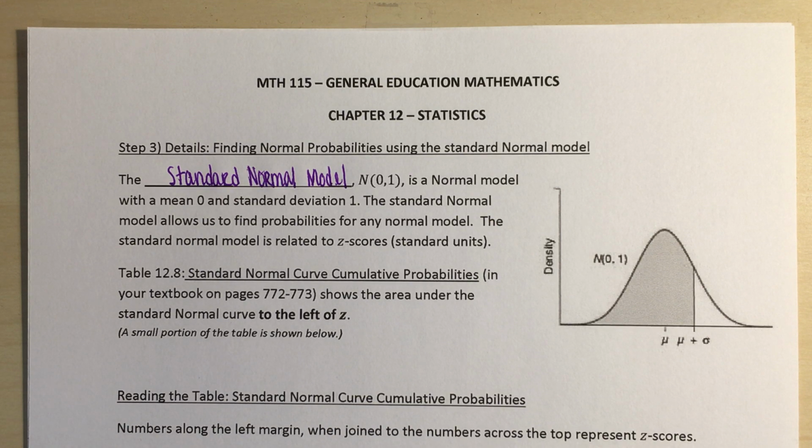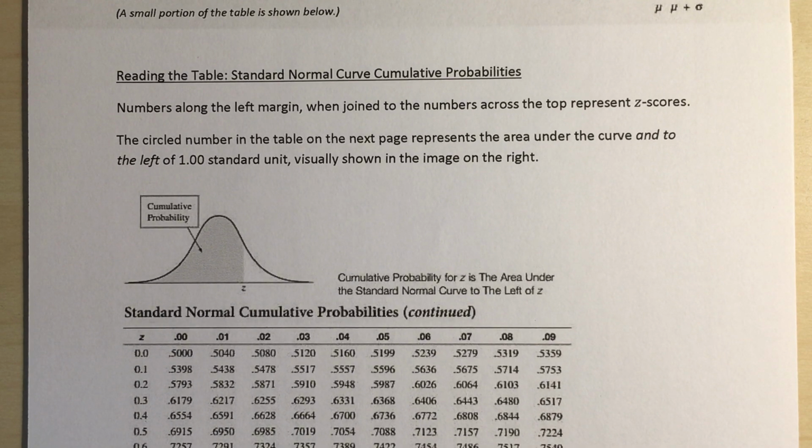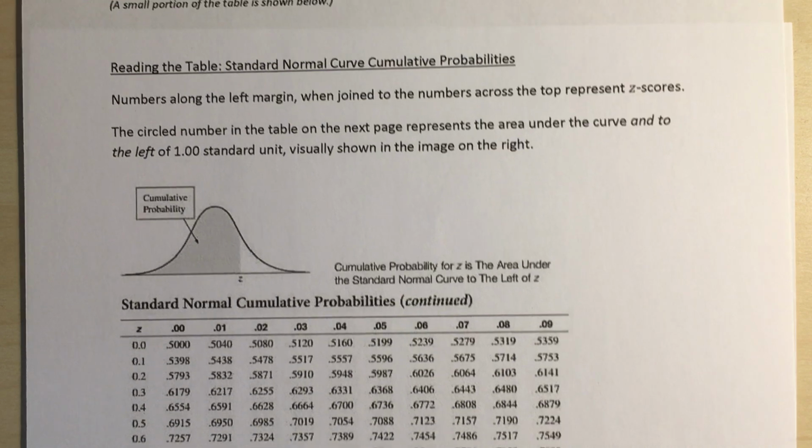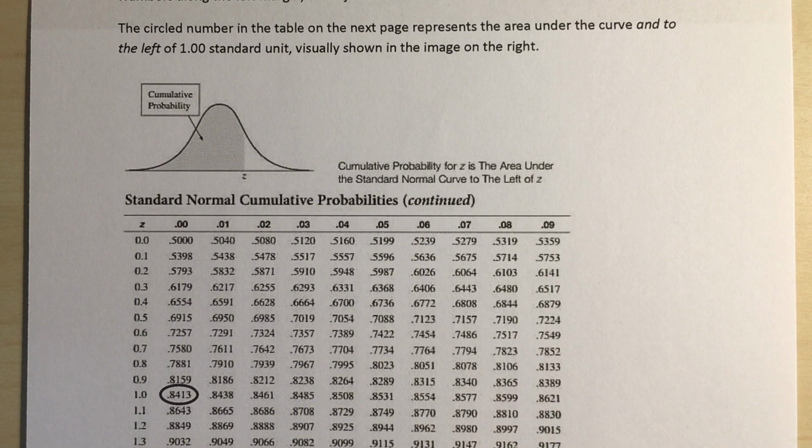So in our textbook on pages 772 to 773, what we see is a table. Again, I will also post the table. I've got a little tiny picture of it posted below. But as we're looking at this table in general, it's generally a 2-page table. One page has negative z-scores, one page has positive z-scores. Numbers along the margin, when joined to the numbers across the top, represent z-scores. The circled number in this particular table shows the z-score and the area to the left of 1.00 standard units.